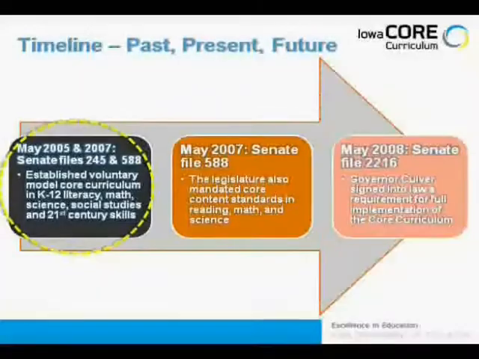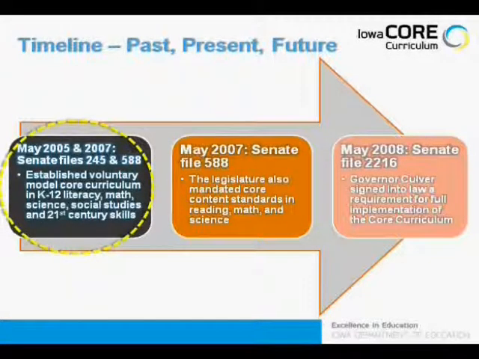In order to give the viewer the historical perspective of the Iowa Core Curriculum, let's look briefly at a timeline at the state level. In May of 2005 and 2007, the state established a model core curriculum in the content areas and what is widely known as the 21st century skills. At this point, districts could choose to embrace these. In other words, they were voluntary to adopt.